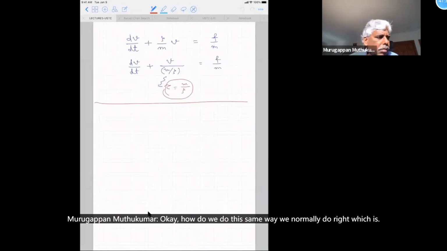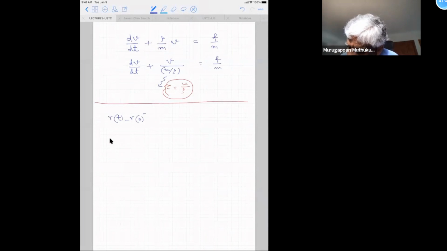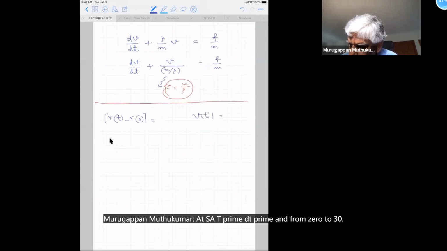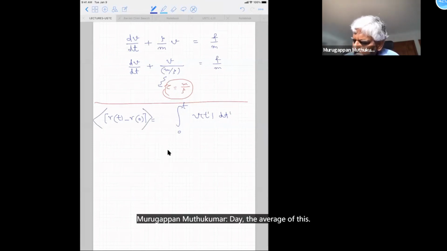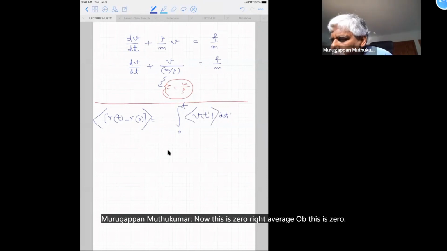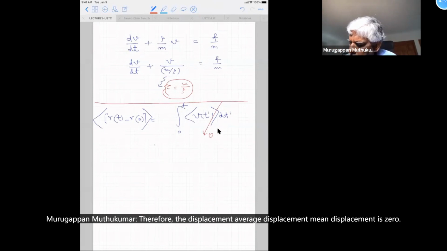How do we do this? The same way we normally do. R of t, the center of mass position of the particle, minus R of 0 is equal to the integral from 0 to t of V at t prime dt prime. The displacement is the integral of velocity. Let me take the average of this. The average of V is 0. Therefore, the mean displacement is 0.